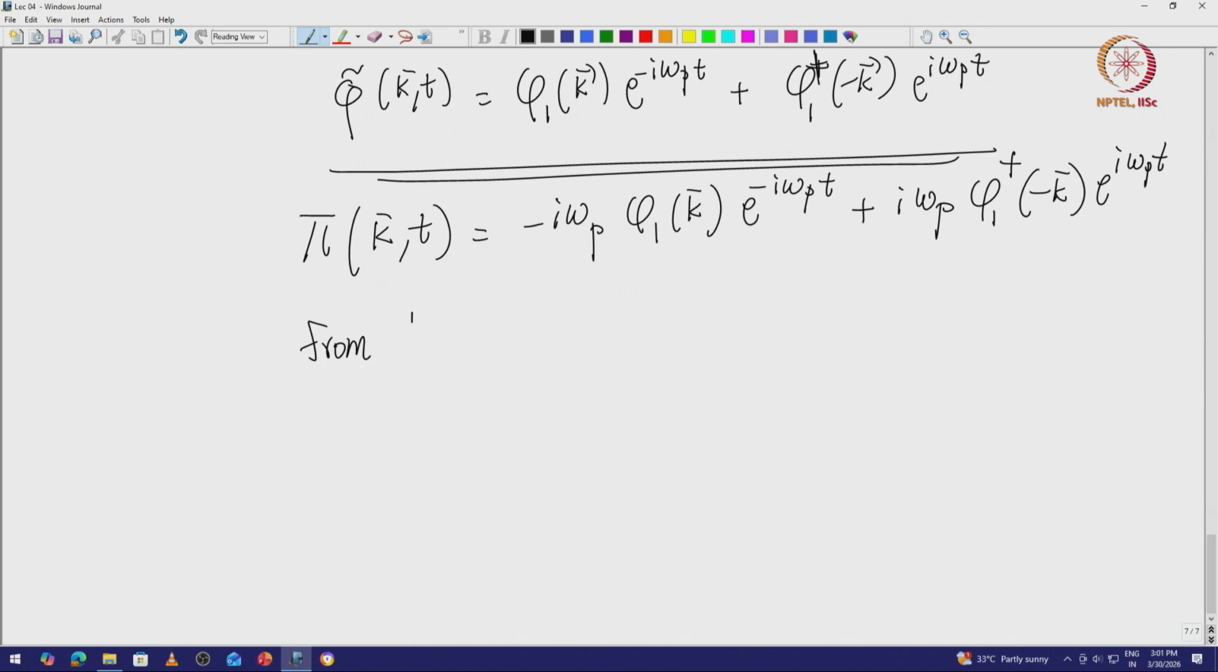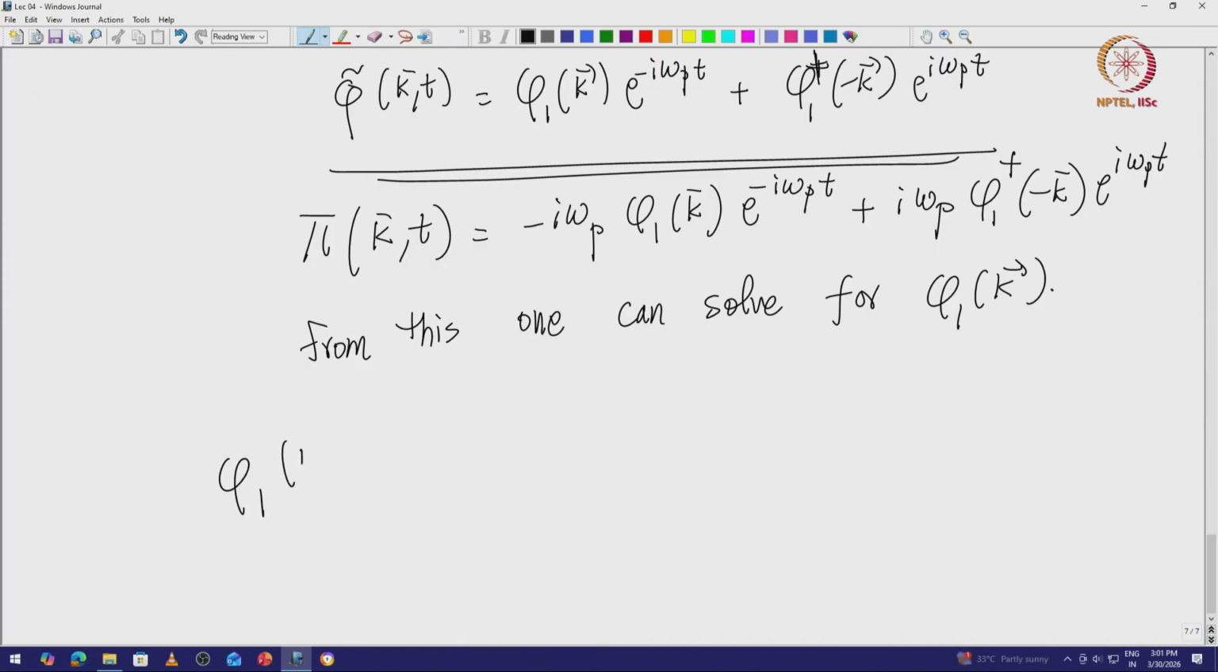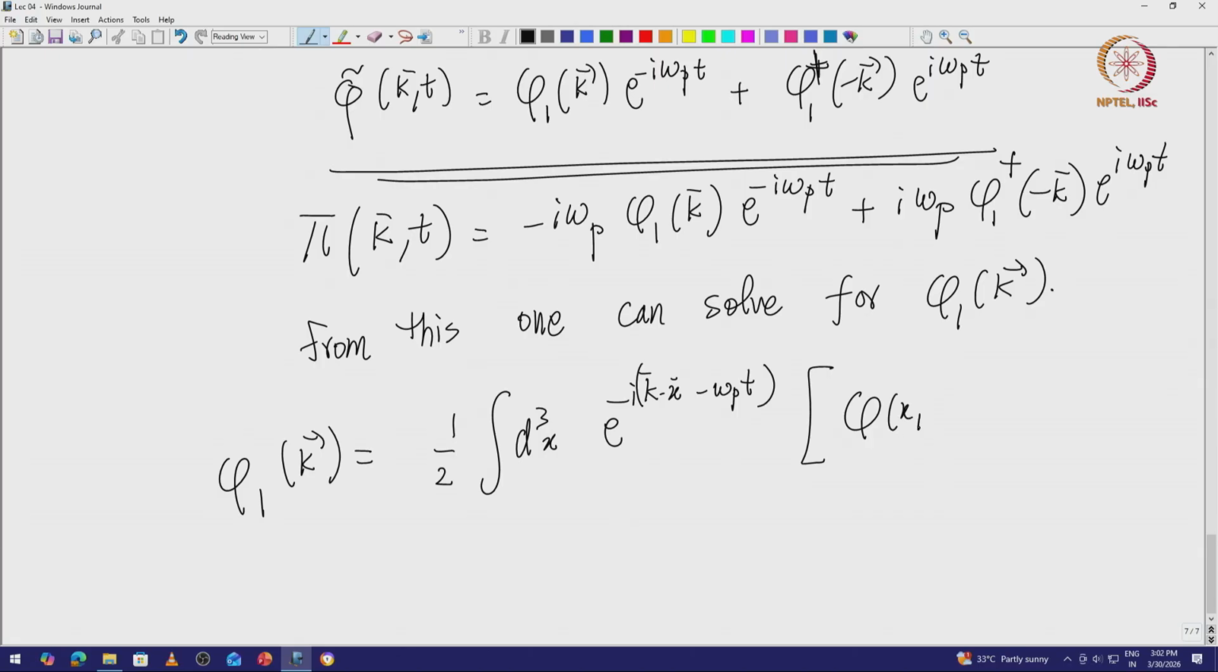From this, one can solve for phi 1 of k, and this is given by the integral d cube x e power minus I k dot x minus omega p t, phi of x t plus I by omega p pi of x t.